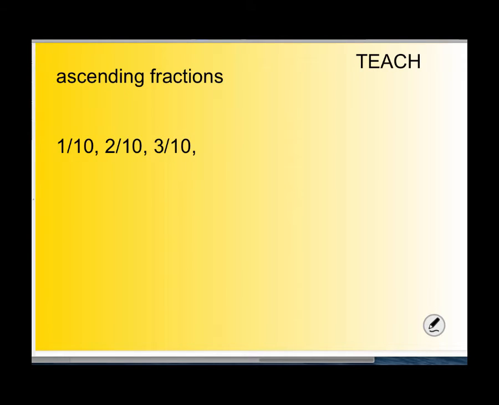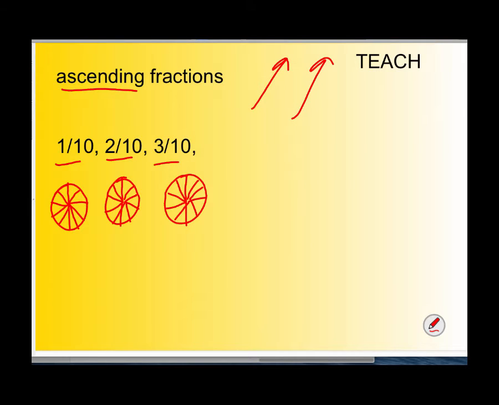Here we are, guys, in the teach phase. We're going to look at ascending fractions, which means fractions that go up. They start low and they go up. And here we've got 1/10, we've got 2/10, we've got 3/10. And I've drawn some fraction pies down there so I can get a sense of what I'm talking about. There's 1/10 of the pizza. There's 2/10 of the pizza. I'm going to colour in the 2/10 of the pizza. And here's 3/10. I'm going to colour in 3/10. 1, 2, 3.